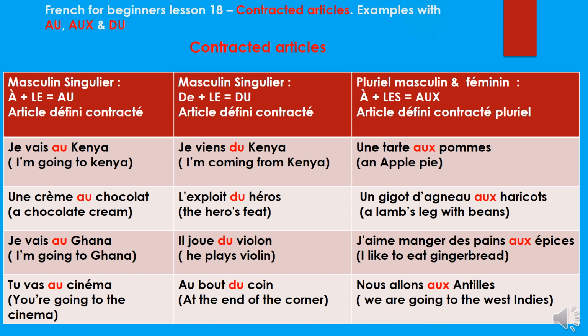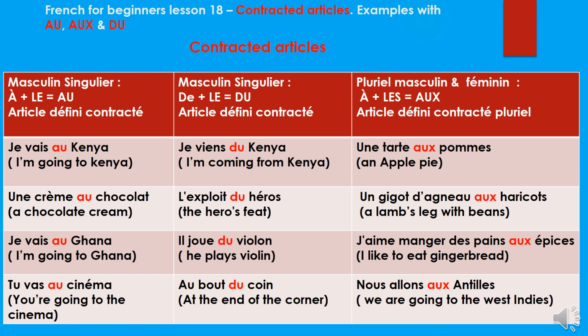The word "to" in French is à. So you have à plus les equals aux. À plus les, à plus les equals aux. Article défini contracté pluriel. So you can understand.